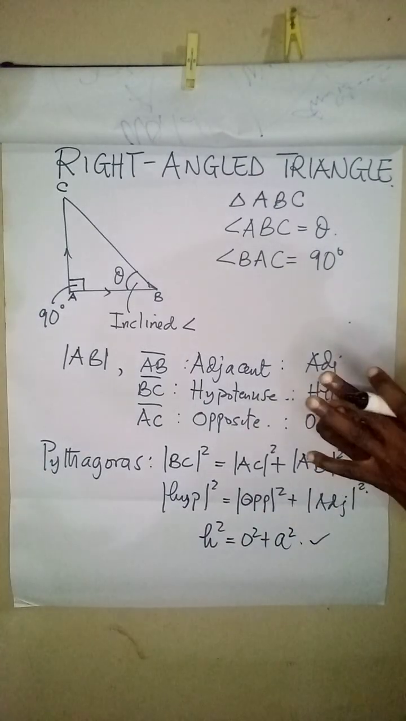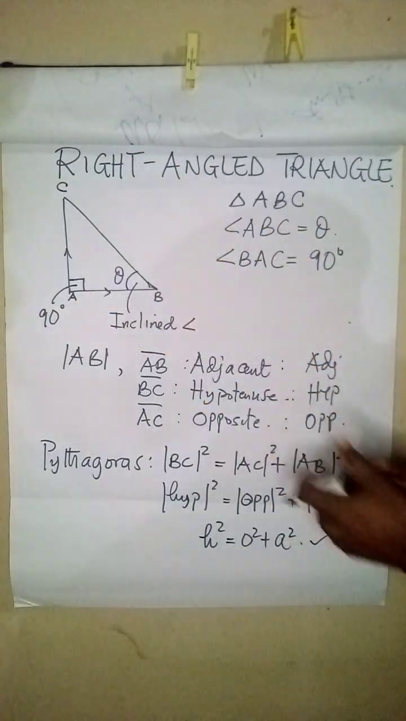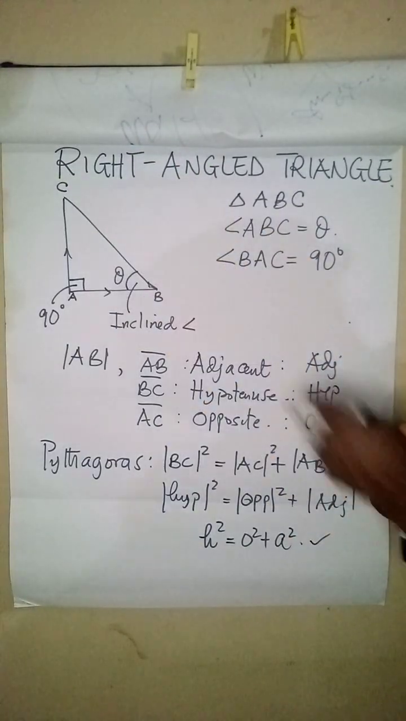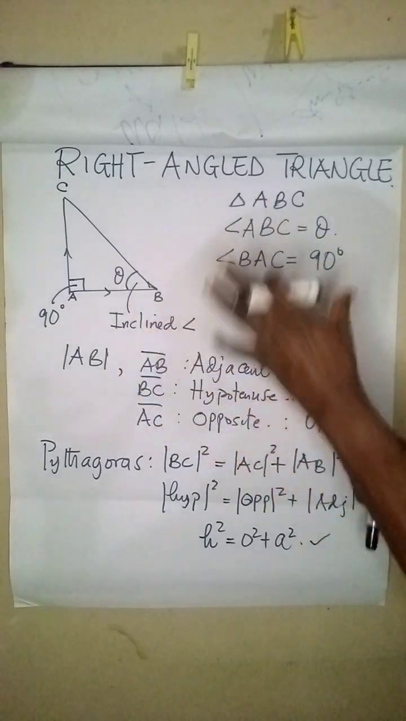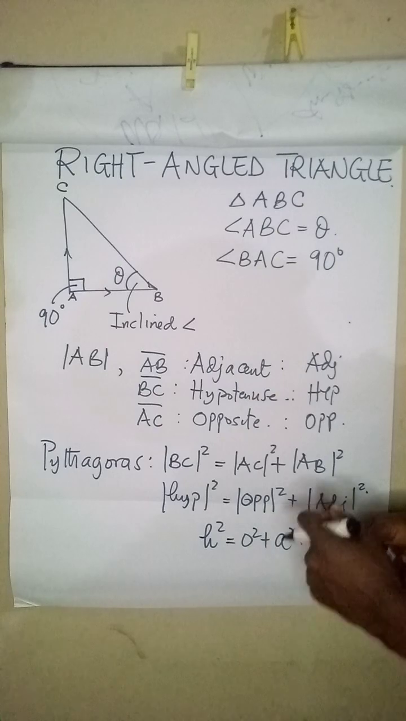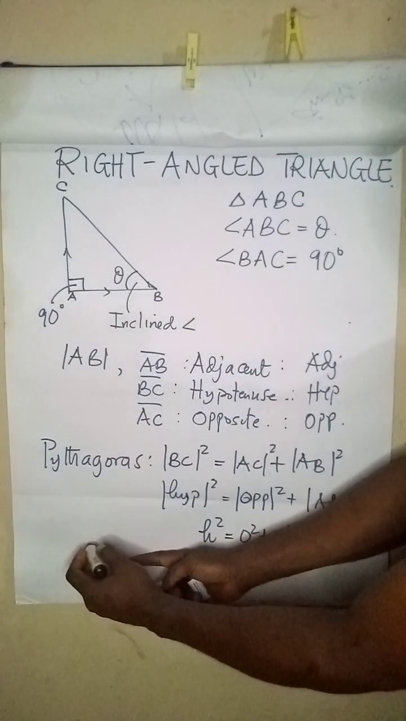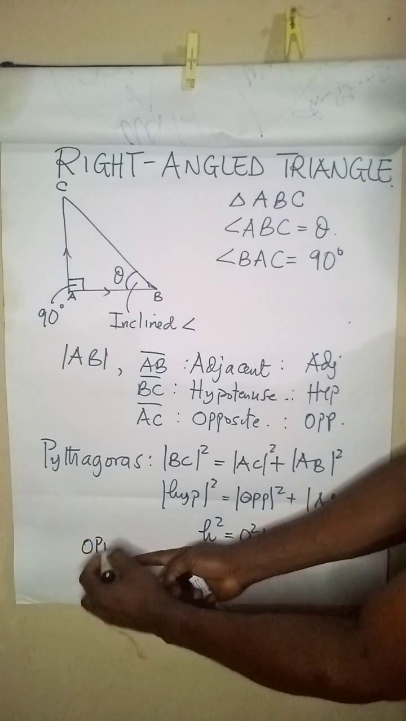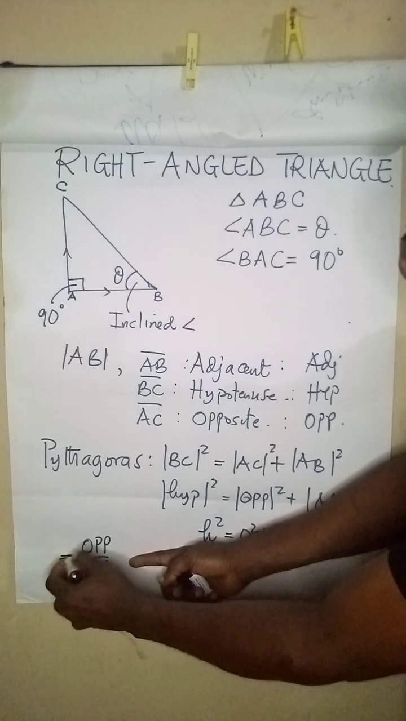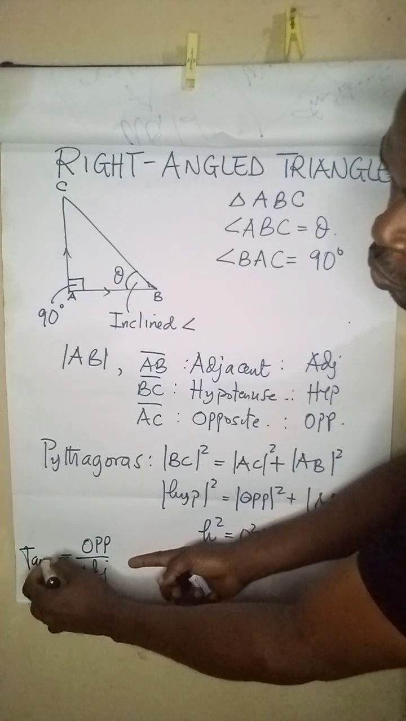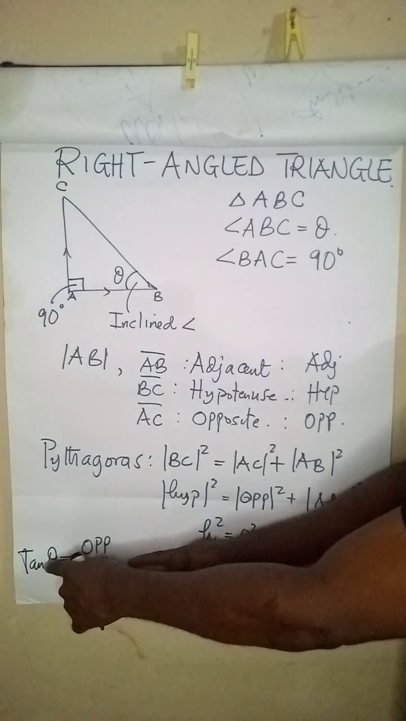And there is also a formula that relates sides of the right angle triangle with the inclined angle. So we can relate these two sides. We can relate the opposite over the adjacent, and that is called tangent of theta. So we'll call it tan theta. So it's opposite divided by the adjacent, and we'll call it tan theta.